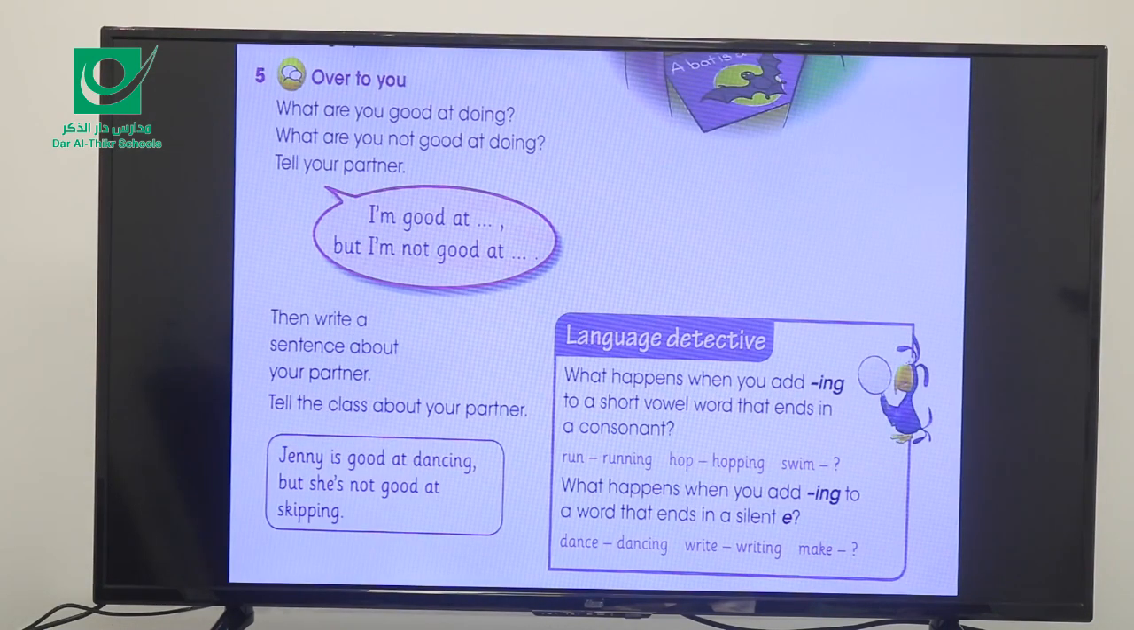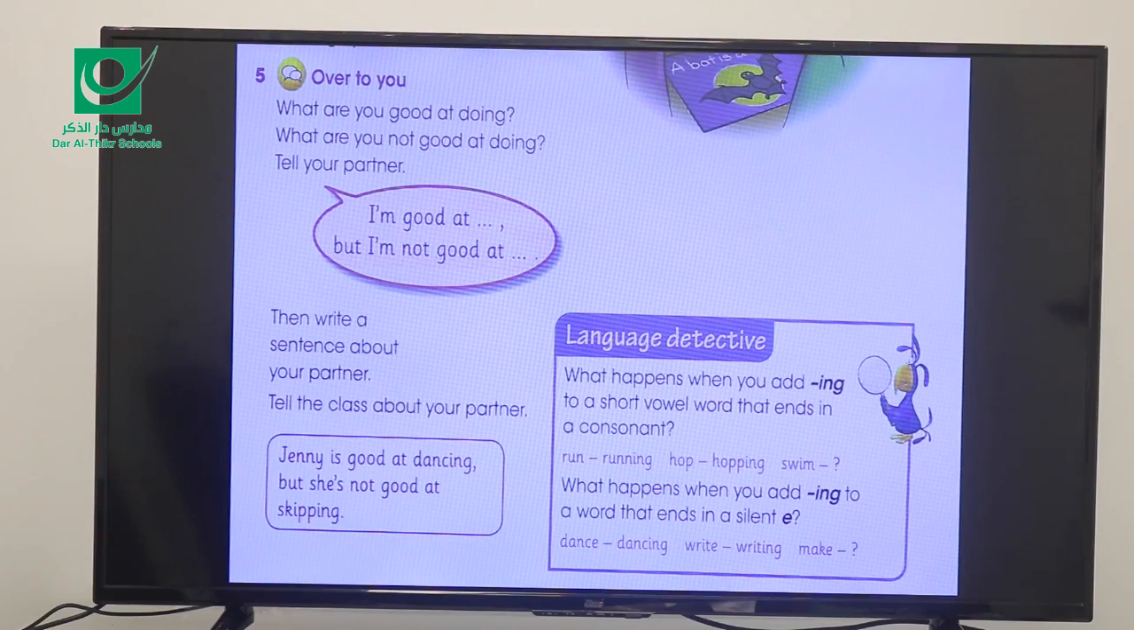Now over to you. What are you good at doing? And what are you not good at doing? Tell your partner. For example, you say, I am good at playing football, but I am not good at drawing, etc. You need to write about your partner or tell about your partner, like Jenny is good at dancing, but she's not good at skipping.